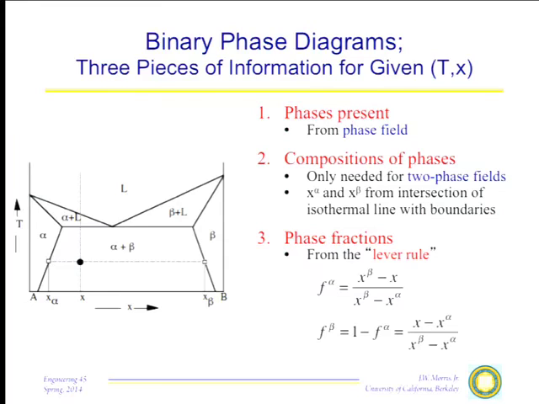So give me any point, any combination of temperature and composition, I can immediately read from the phase diagram what phases are present, what their compositions are, and what their fractions are. Of course, if this falls inside a one-phase field, I'm 100% alpha, and the composition is just the overall composition of the solution. Here I'm 100% beta.